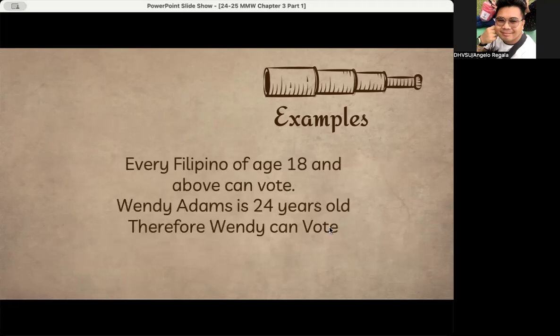Every Filipino of age 18 and above can vote. So that's the general idea. Wendy Adams is 24 years old. So therefore, Wendy can vote. Okay? So yung general idea mo na lahat ng Filipino na age 18 at pataas ay pwedeng bumoto. Since Wendy is 24 years old, therefore Wendy can vote.